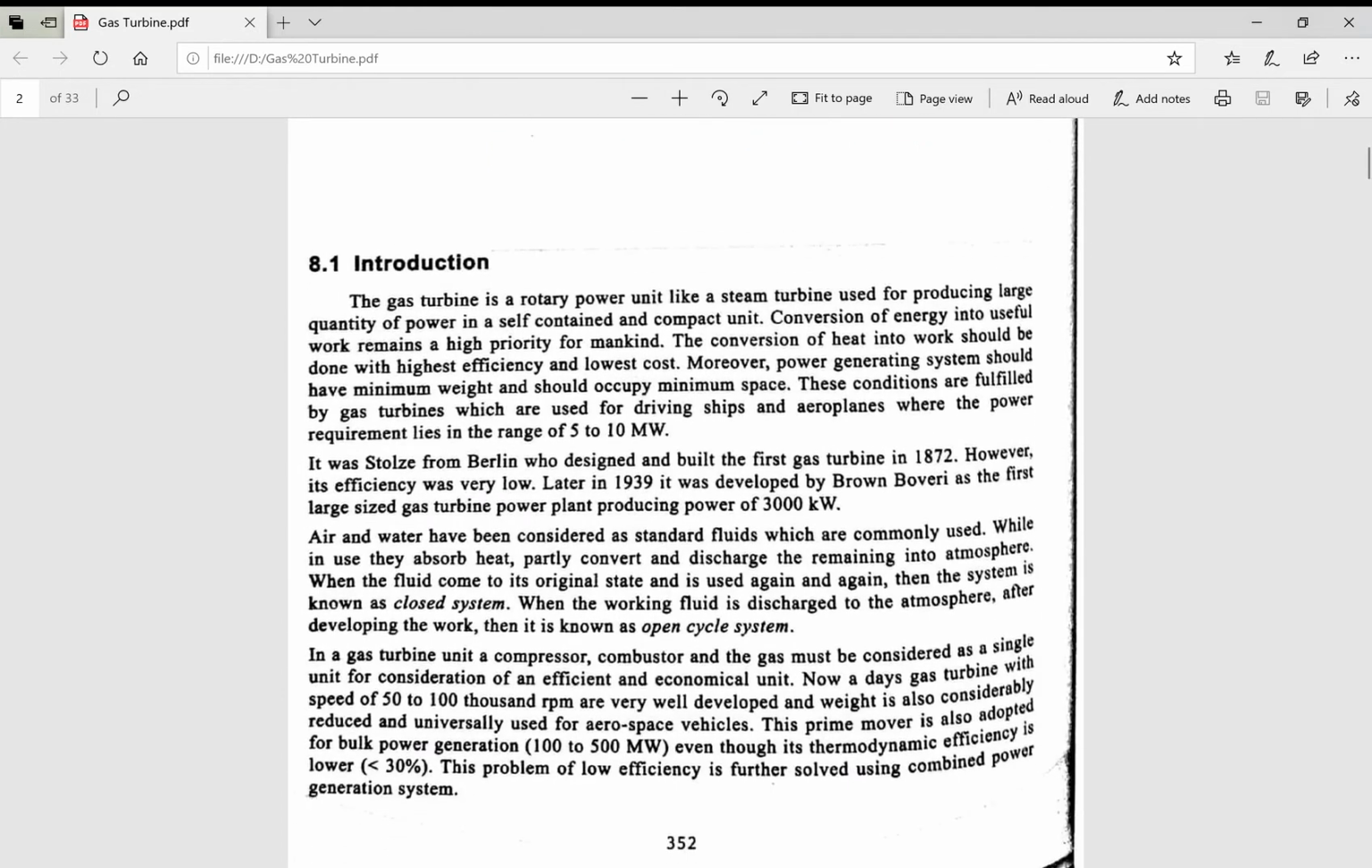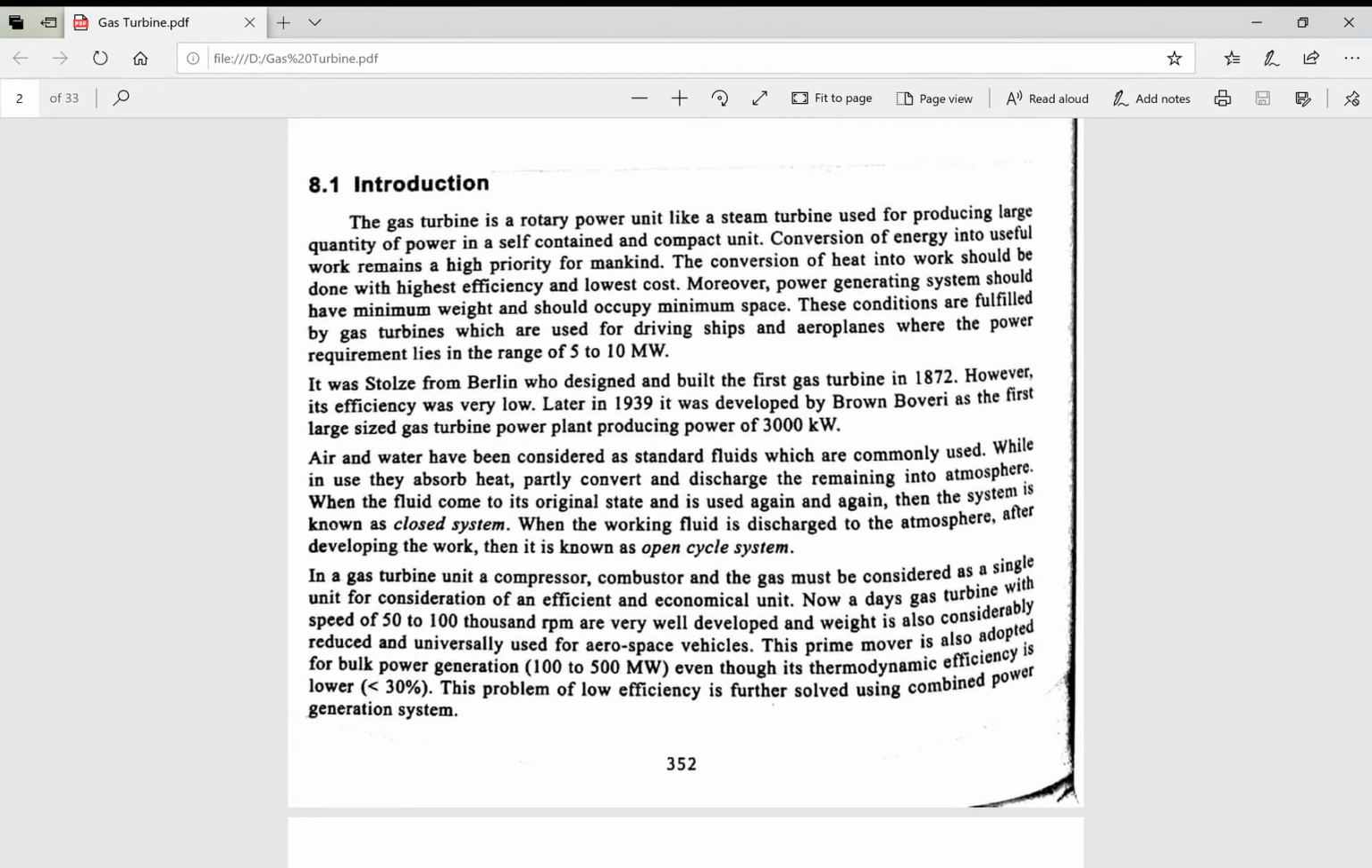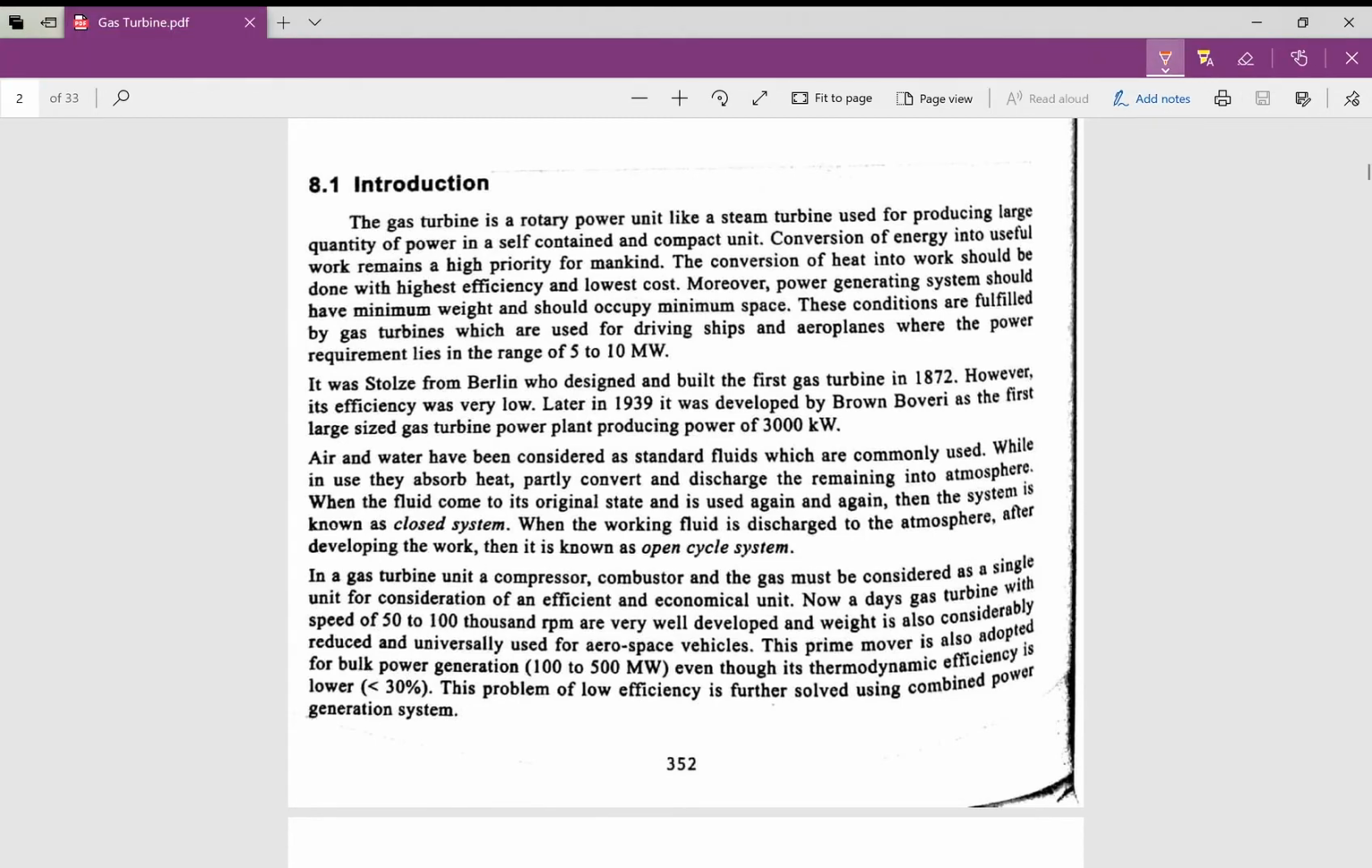Dear students, as you know, gas turbine is a rotary device like your steam turbine that is used for producing large power in a self-contained and compact unit. As you know, all rotary devices are more efficient than a reciprocating device like your IC engines.